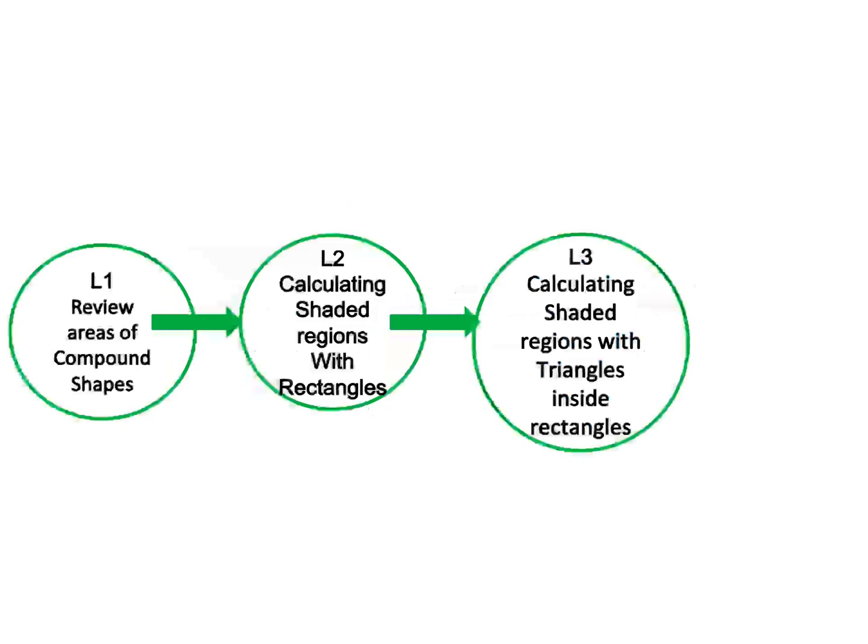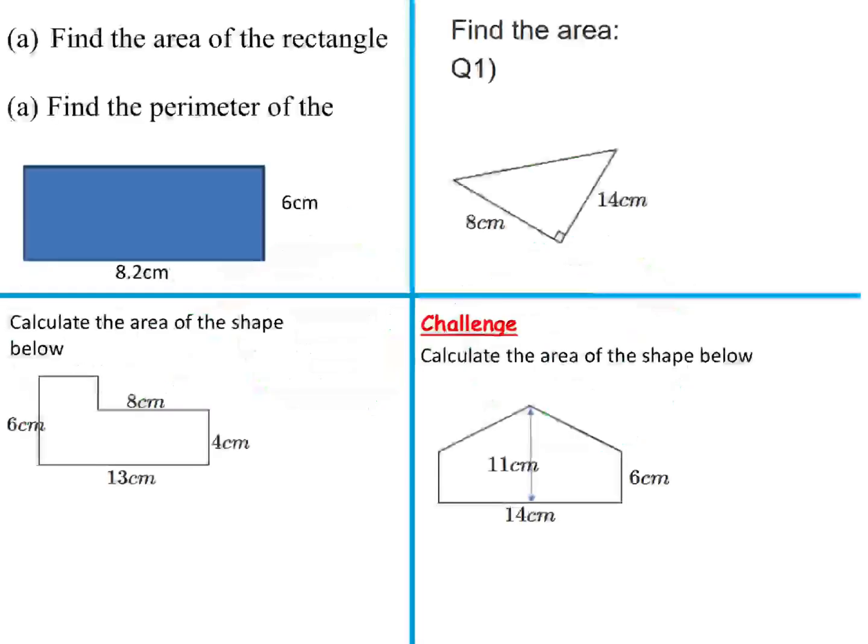Right, so let's go through our learning objectives today. Our first learning objective will be to review areas of compound shapes from previous lessons. Our second learning objective would be to calculate shaded regions with rectangles only. And our third learning objective will be calculating shaded regions with triangles inside of rectangles, okay? Now, I would like you to pause the video and have a go at the do now task.